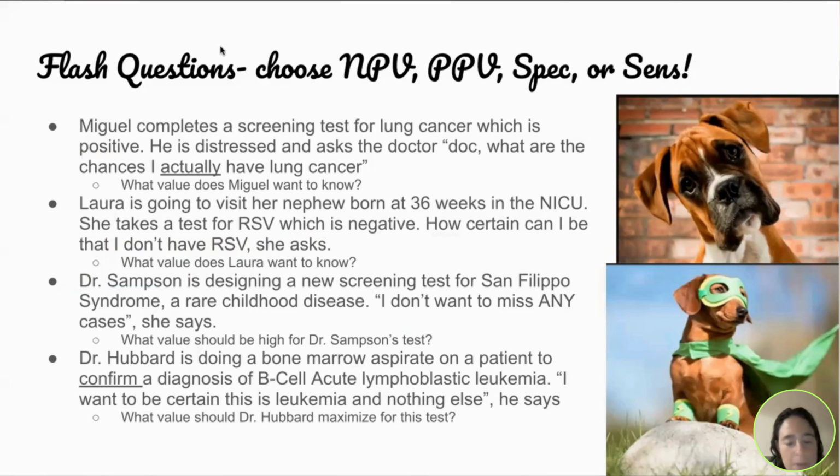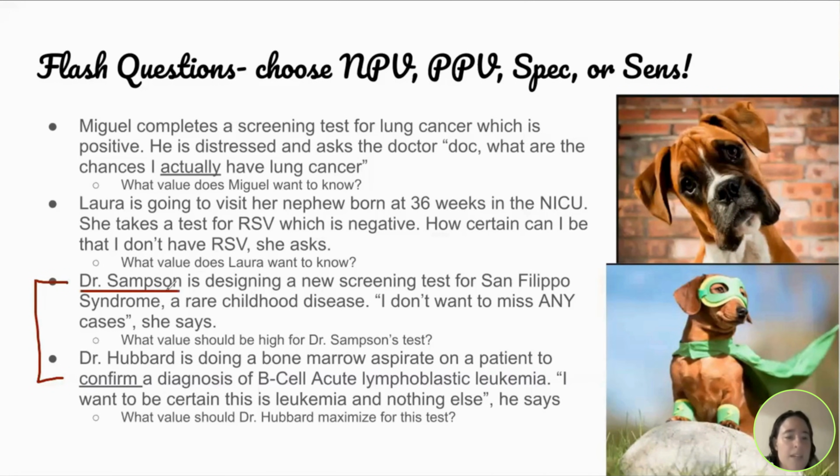And this last one, Dr. Hubbard is performing a bone marrow aspirate in a patient to confirm a diagnosis of B-ALL. So here he's doing an invasive procedure. It'll require chemotherapy. So he says, I want to be certain that I diagnose leukemia and nothing else. So what does he want to maximize? Specificity, right.